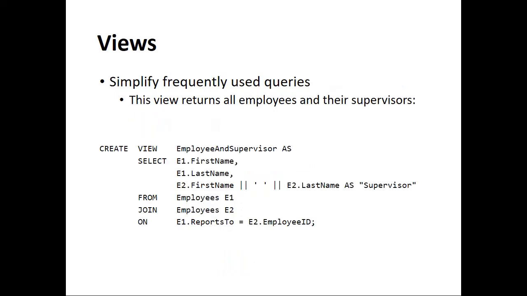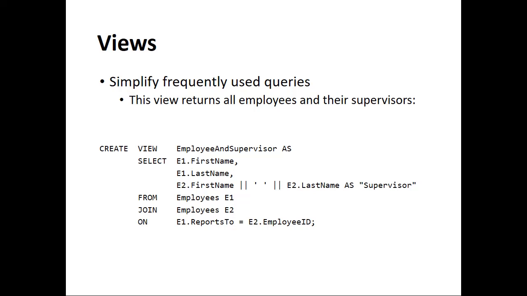And the second reason to use a view was to simplify frequently used queries. So say we are frequently needing a report of who reports to who. Maybe it's because we need to know who needs to sign off on each employee's timesheet, so that's a useful thing. And so this entire select statement here with a from and a join and an on. We even have some concatenation in there, concatenating a first name with a last name.